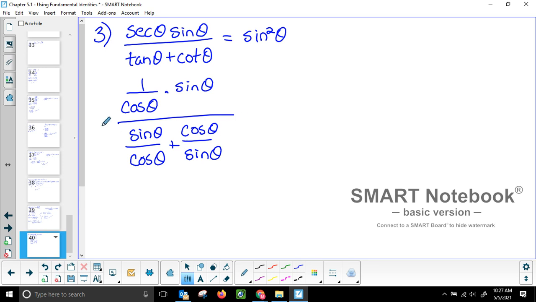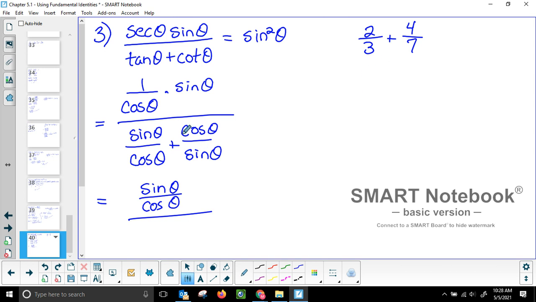Okay, so I'm going to combine my numerator here, just multiply across, and that gives me sine of theta over cosine of theta. Now my denominator is going to be a little tricky. I'm adding fractions here. If I wanted to add 2/3 plus 4/7, what would I have to do? Get a common denominator. What would that common denominator be? 21. How did we get that? Yeah, multiply 7 and 3.